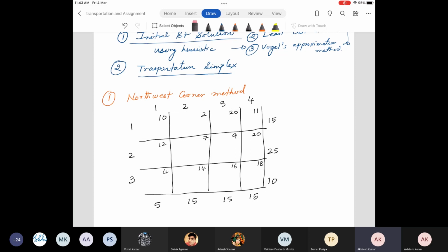Okay, now let's start solving this problem. So this is my northwest corner. What we'll do, we'll start from north and we'll try to go to west. So let's look at this cell. What is the supply for this cell? What is the maximum supply possible? What is the maximum I can supply from this node? 15? Is this correct?